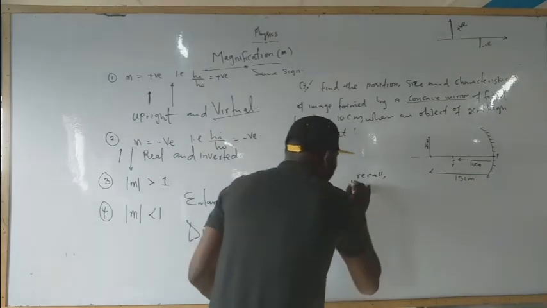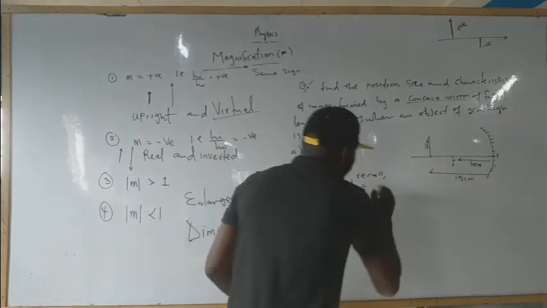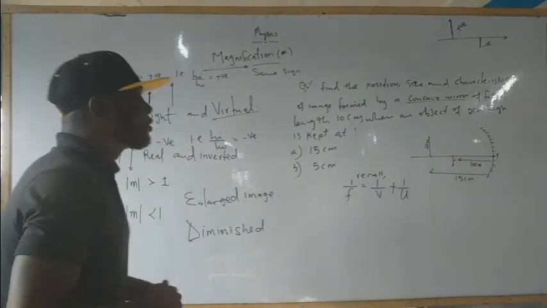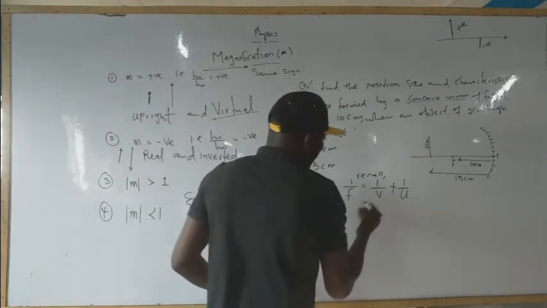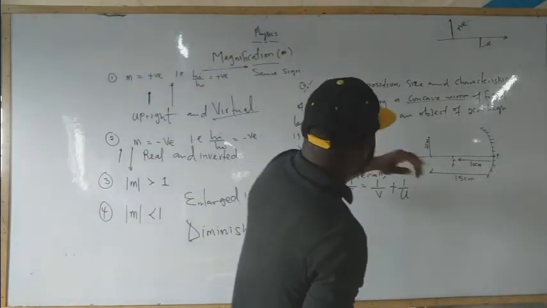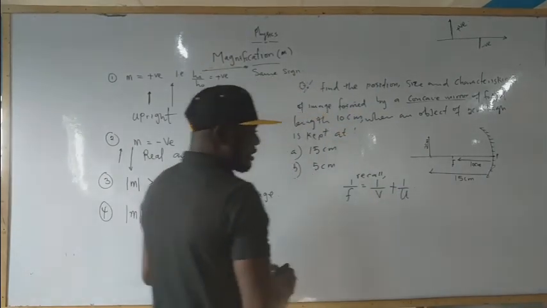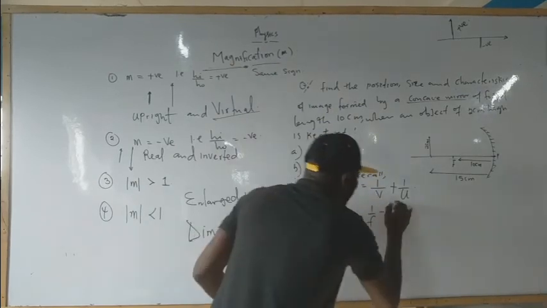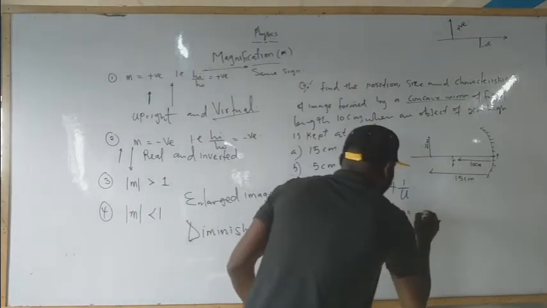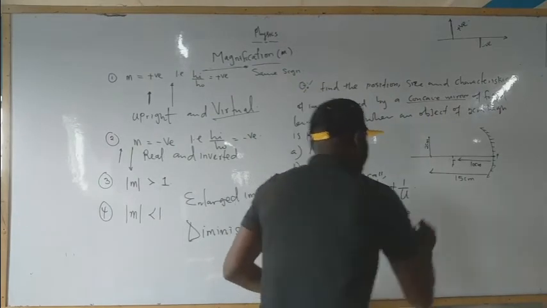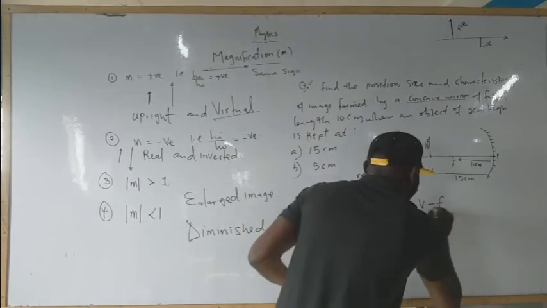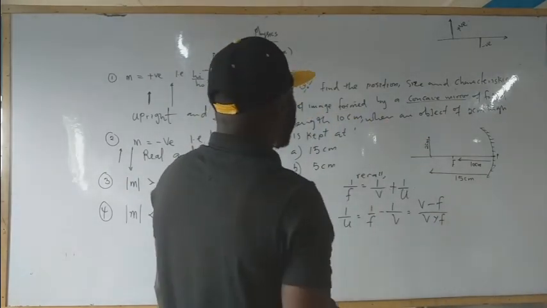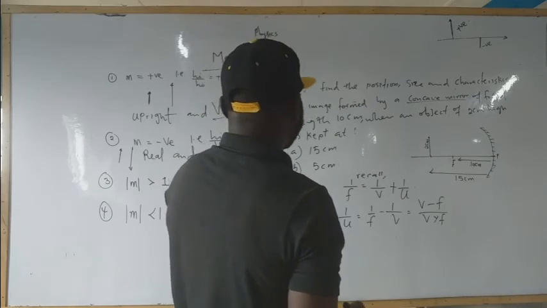recall that 1 over F is equal to 1 over V plus 1 over U. This is what we call the mirror formula. So from here, we have to find the image, so we can make this the subject of the formula. That will be 1 over U equals 1 over F minus 1 over V. So from there we can have V minus F over V times F.